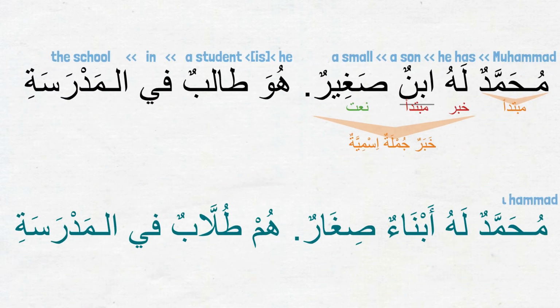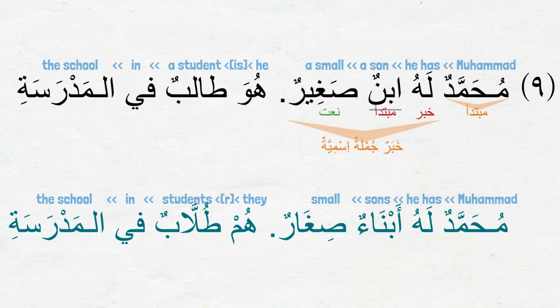The plural version should be محمد له أبناء صغار هم طلاب في المدرسة. Muhammad, he has small sons. They are students in school.